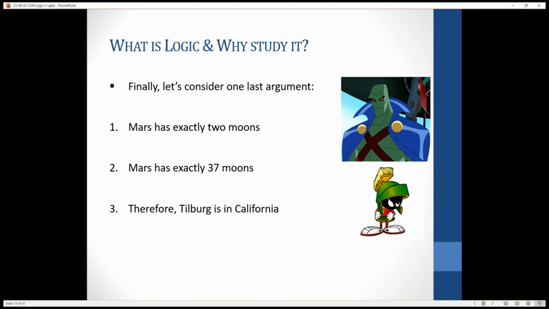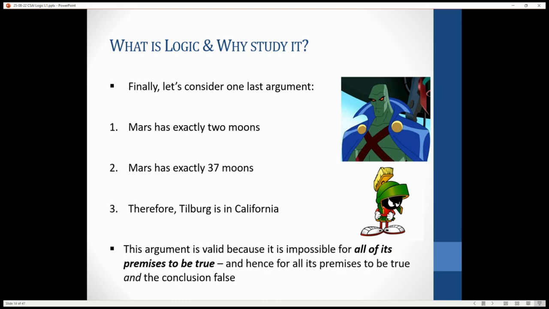Interesting. That means it's also impossible for all the premises to be true and the conclusion to be false. Yeah, right? No matter how hard you work, you can never make all the premises true. So we don't care about the truth value of the conclusion. It's already impossible. This argument's valid.